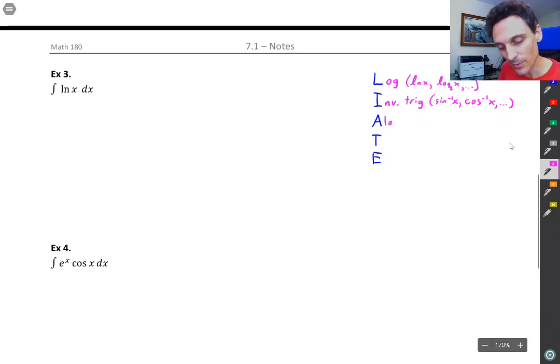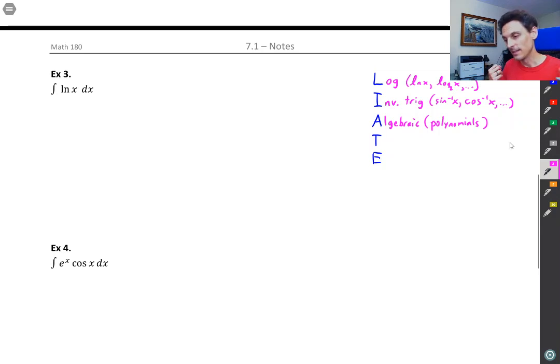A stands for algebraic functions. And here what we mean is polynomials, like x squared or x cubed, things like that. It could even be a full-on polynomial, like x to the 5th minus 3x to the 4th plus 5x cubed. You can let u equal that whole polynomial, because eventually the derivatives of polynomials go down to 0.